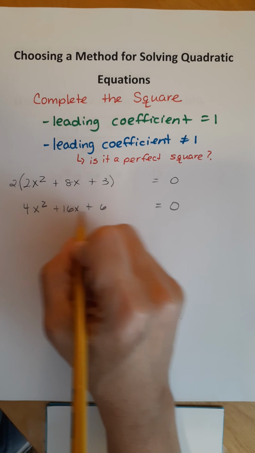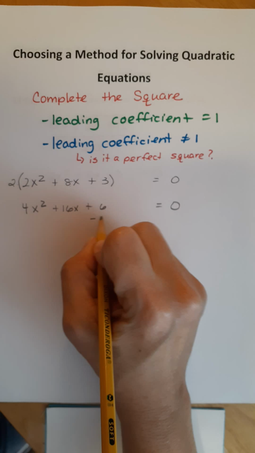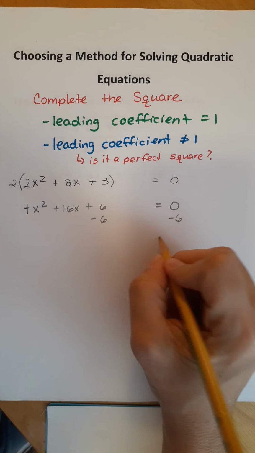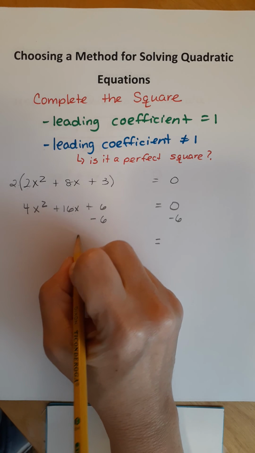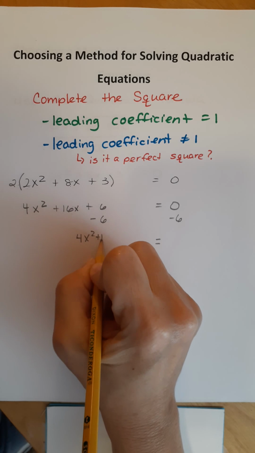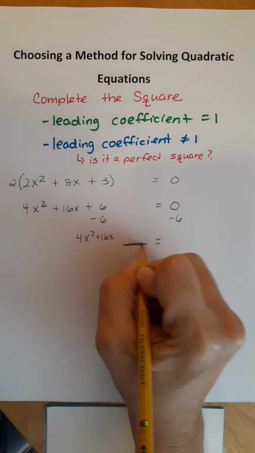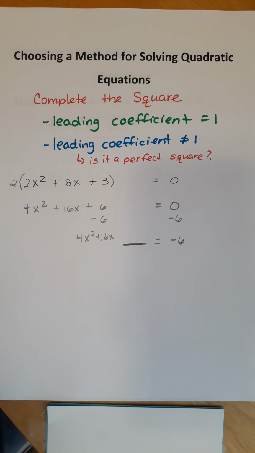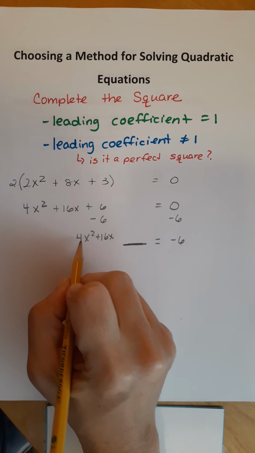Okay? Now we want to complete the square. I have to move this 6 over. And I get 4x squared plus 16x, and I'm going to have to put something here, minus 6, to complete the square.